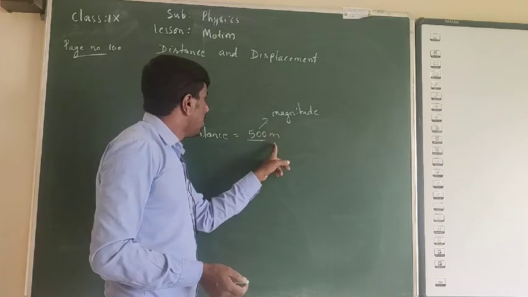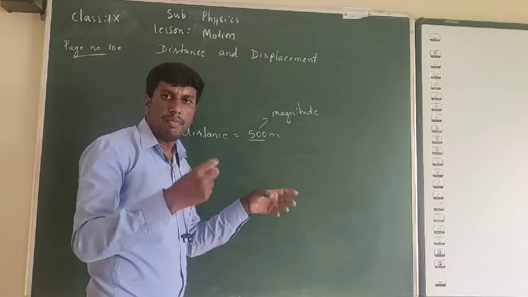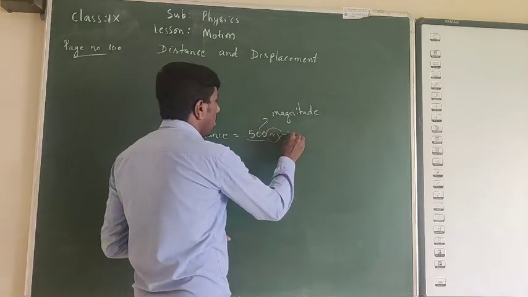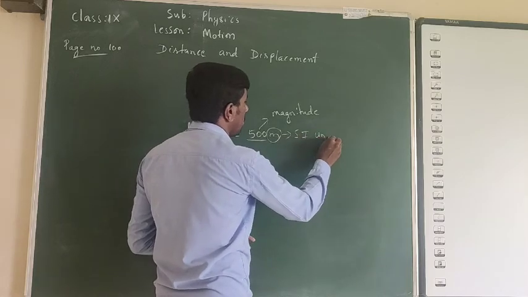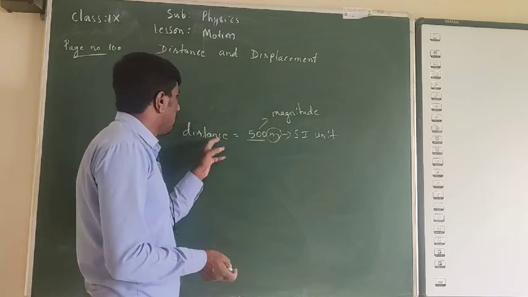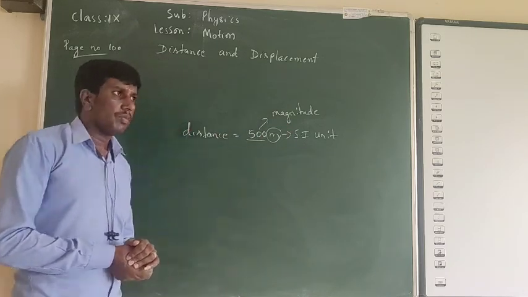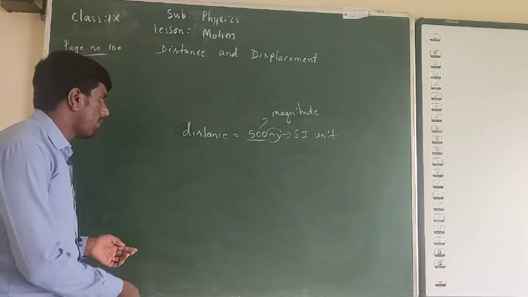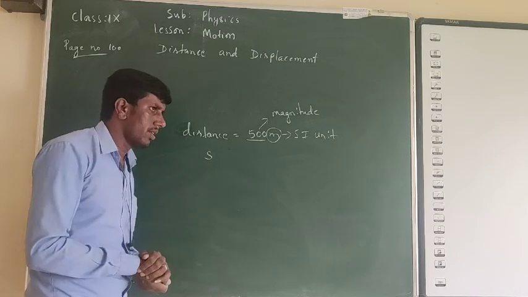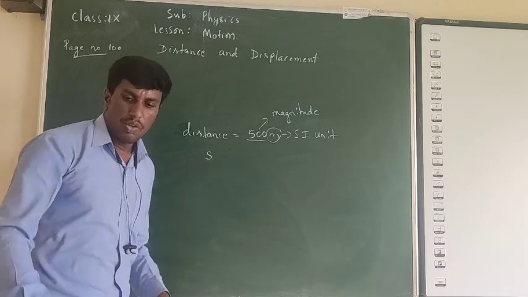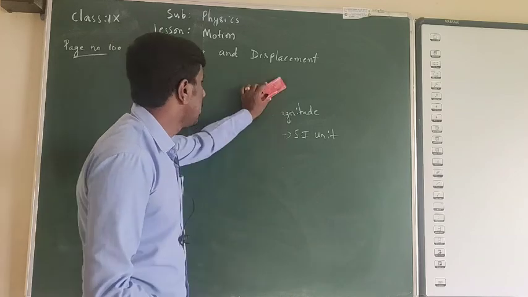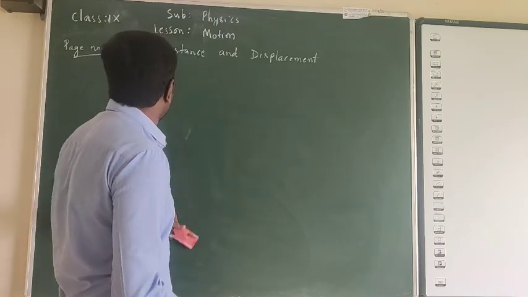We need to mention whether it is 500 meters, 500 kilometers or 500 millimeters. That is called the unit, the SI unit. So this is the SI unit, the numerical value is the magnitude, and this is the physical quantity. We will sometimes denote distance by S. So distance will be denoted by S. We will discuss the denotation, physical quantity, magnitude and SI unit one by one.